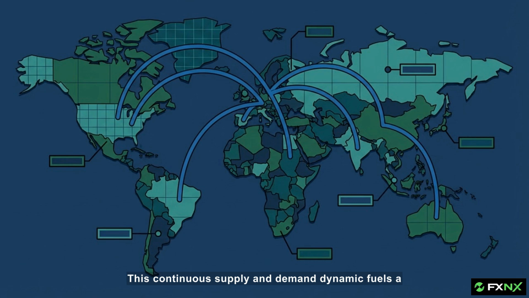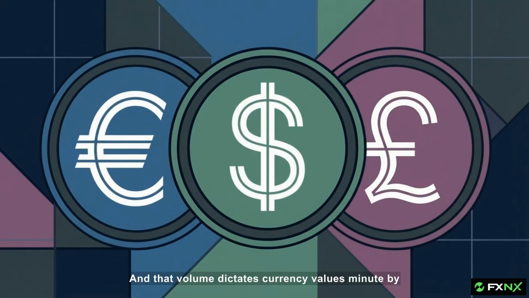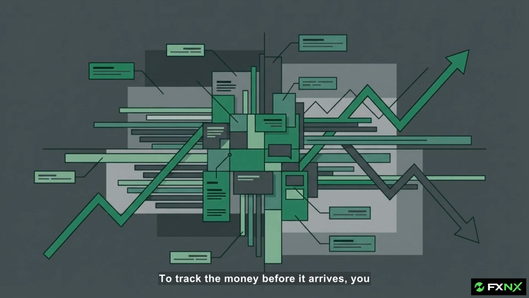This continuous supply and demand dynamic fuels a global river of capital. Trillions of dollars cross borders every day chasing these changing interest rates, and that volume dictates currency values minute by minute. Watching a currency chart means you are only seeing the aftermath of a transaction. To track the money before it arrives, you have to track the bond yields.